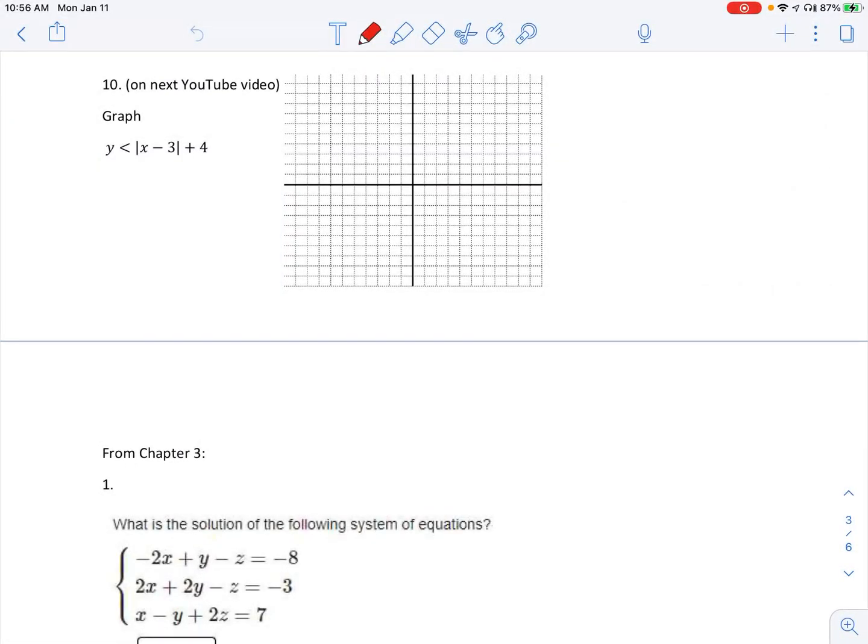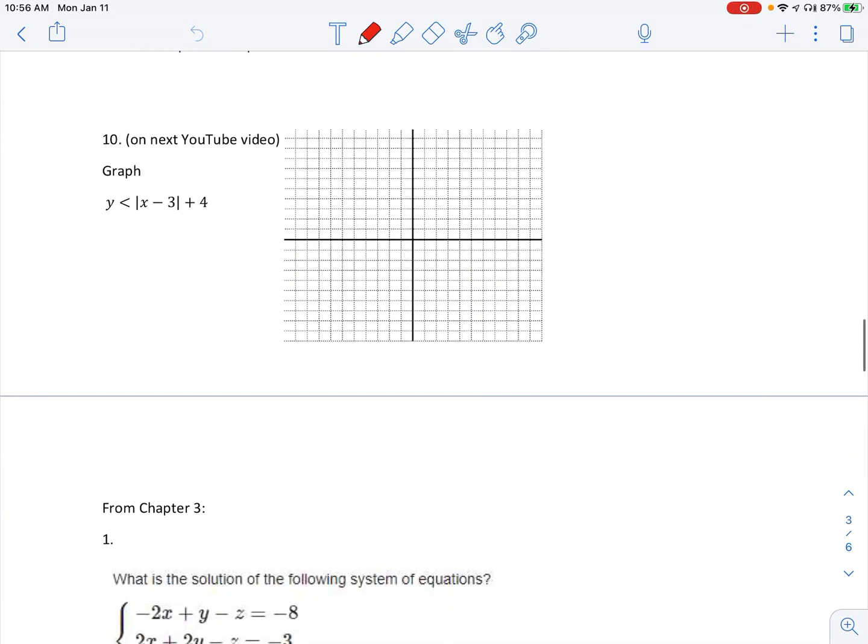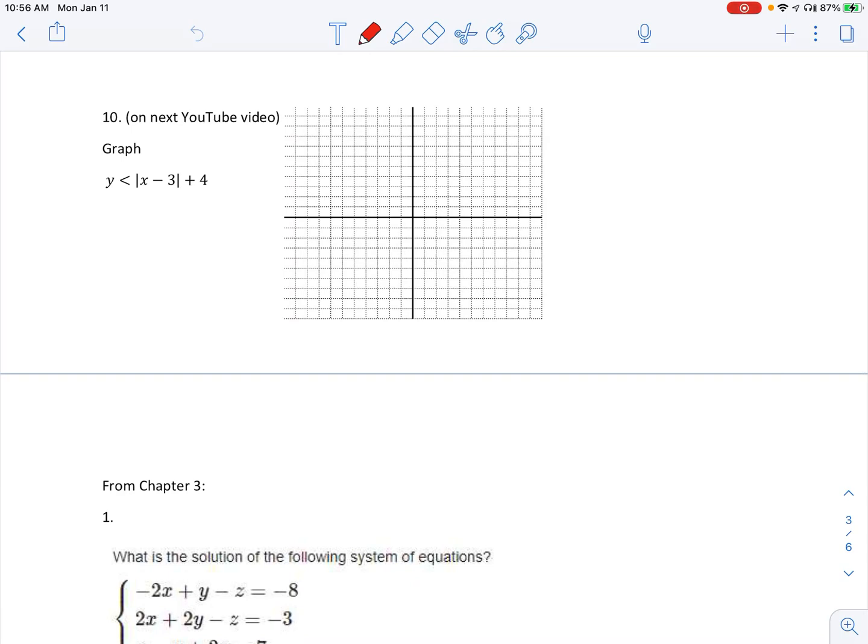Okay, moving into chapter 3. Before we do, I wanted to make sure I included this one more question from chapter 2. So we did number 9 already, but let's add this one, number 10. We need to be able to graph absolute value functions, or any type of function that has a less than or a greater than sign.